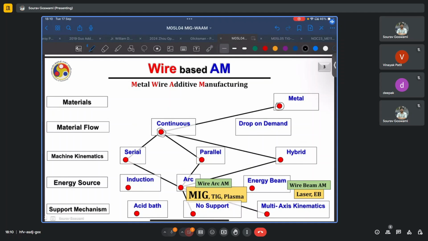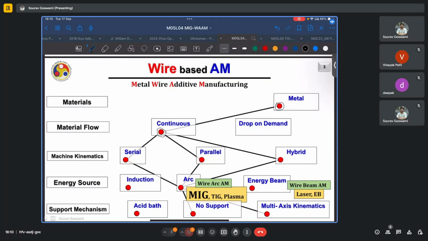I am not really aware of any drop on demand metal systems. However, I have followed some new technologies which have come up, which have the title of molten metal deposition or similar, which might be a drop on demand technology, but I'll have to check that and I'll get back to you if that turns out to be the case.